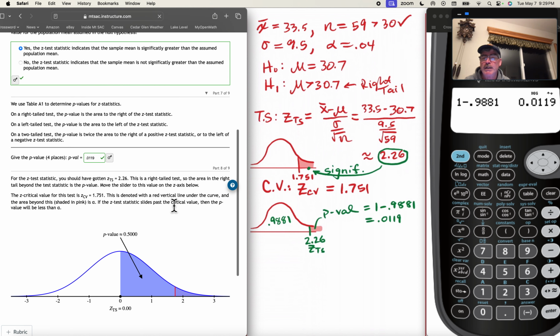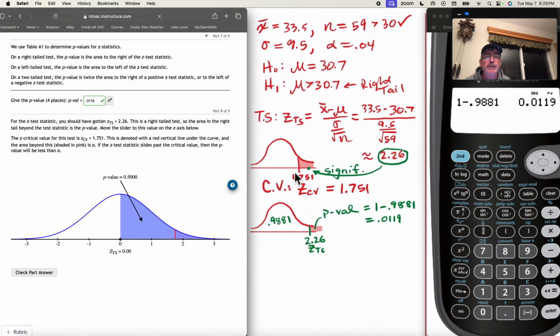And now we're just going to draw the picture that I drew over here. One of these, I guess. So I'm supposed to put in my test statistic here. So the test statistic was 2.26 there. You can see this red line here is the critical value at 1.751.